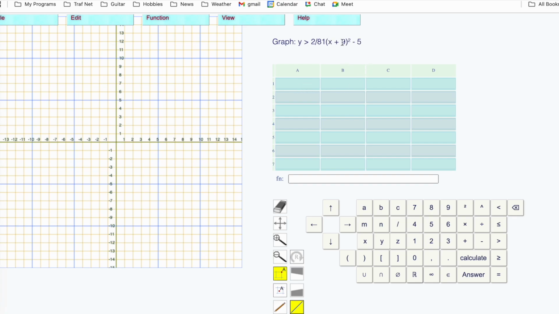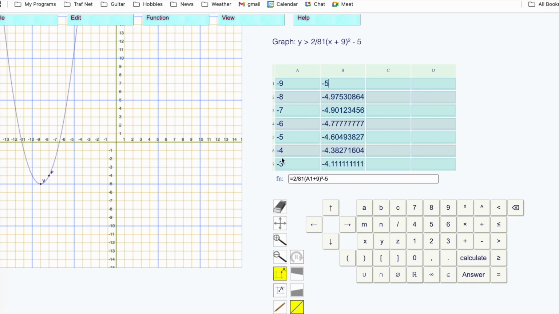The vertex is -9, -5. -9, -5 is right there. It's opening upwards. I'm going to make the x -9 and calculate the y. Doing 2 over 81 times (x plus 9) squared, -5, and we get -5 as expected. I'm going to add 1 to that and then fill that down. We get y values 8, 7, 6, 5, 4, 3 when the x's are all of these values.